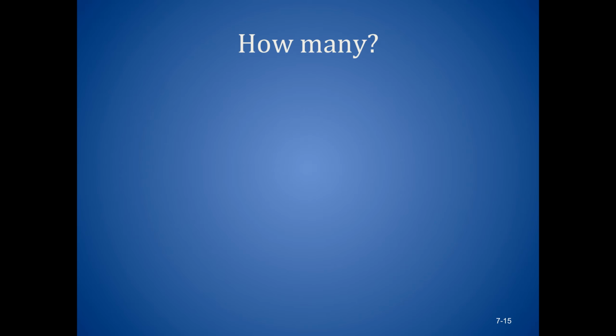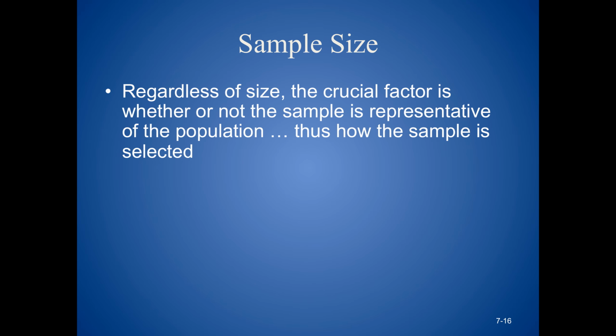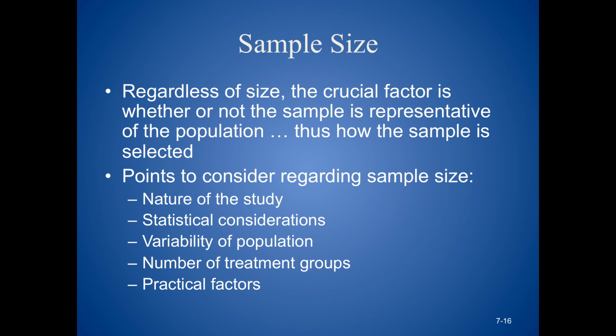So something else that is important in selecting volunteers is the sample size, or how many. And regardless of the size, the crucial factor is whether or not the sample is representative of the entire population, thus how the sample is selected. So that's what we talked about. And sample size, important points to consider: what's the nature of this study, the statistical methods you're going to be using, the variability of the population, if you've got different treatment groups like a control group and experimental, and then just different practical factors. How much time will it take to analyze or test these participants?